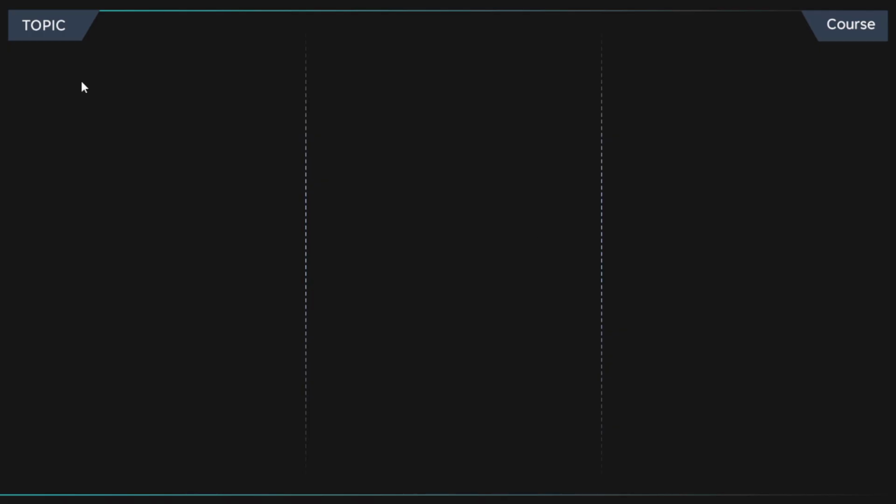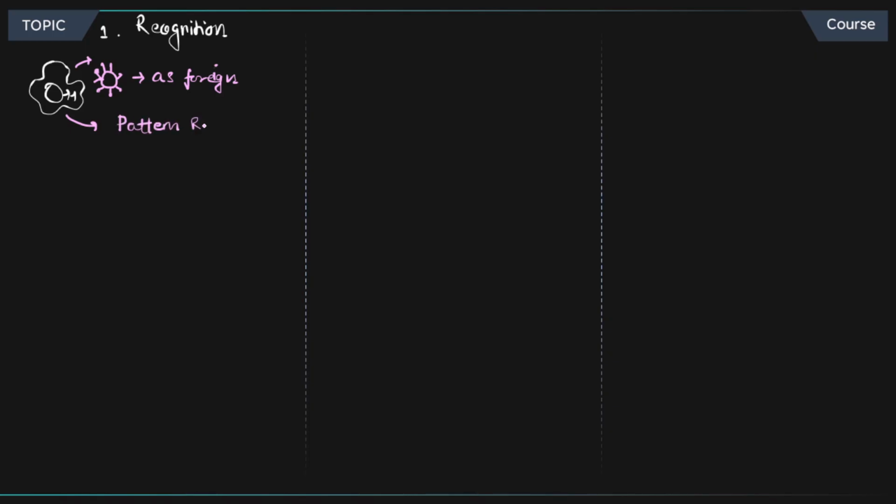Now let's talk about the first one, which is recognition, first stage. So now we are diving deep into phagocytosis. In recognition, what will happen? You have an immune cell. It's going to interact with this pathogen. Let's say this is the pathogen, and this is going to recognize it as a foreign molecule, right? As a foreign, outsider molecule. And how is this recognition going to happen? It's going to happen with pattern recognition receptors. They are also known as PRR, pattern recognition receptors.